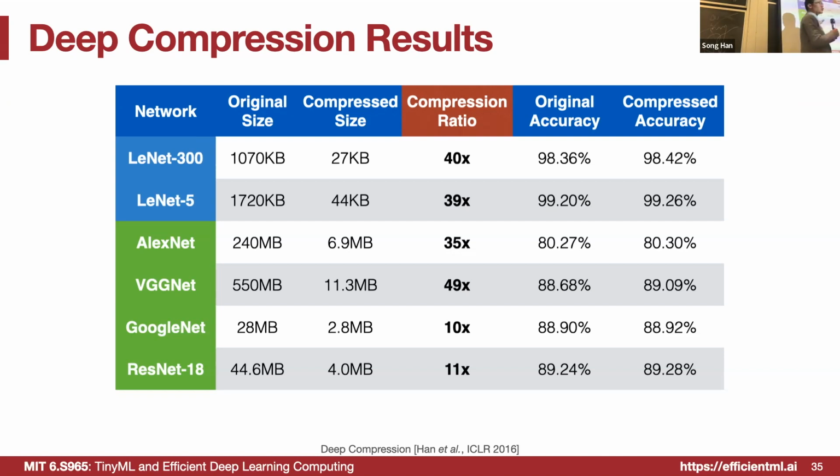For VGG, originally it's super cumbersome, like 550 megabytes. So after compression, only about 11 megabytes. Okay, accuracy is still well maintained. GoogleNet is very efficient to begin with. Similarly for ResNet-18, they can be compressed less, but again, order of magnitude compression, only a couple of megabytes, very easy to fit on-chip SRAM, so that you can avoid those off-chip DRAM accesses. Accuracy is also well maintained. And the interesting thing is that no matter how large they are to begin with, after compression, they're just roughly on the order of a couple of megabytes of model capacity.